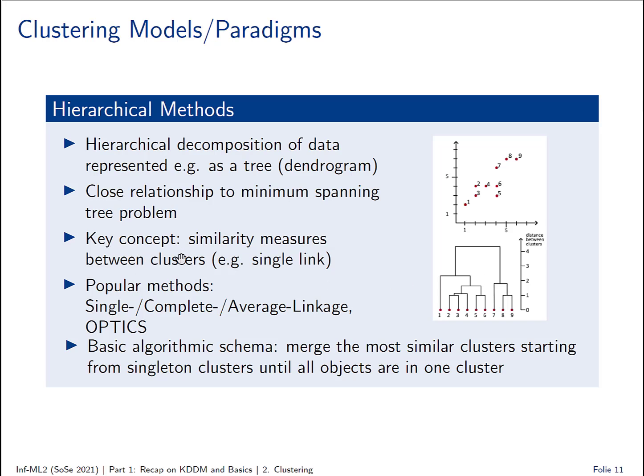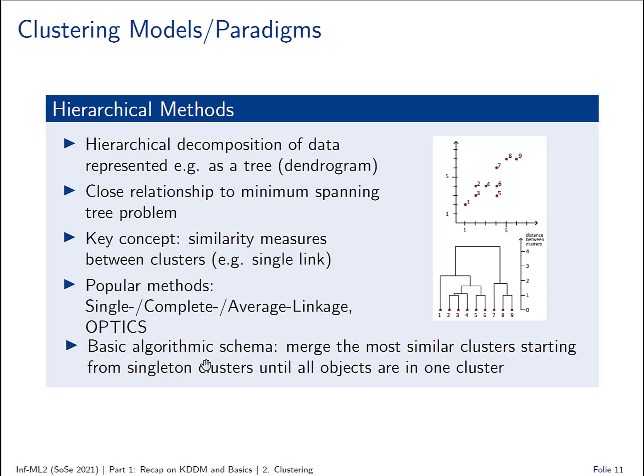So the key concept is a similarity measure between clusters. Typically you start with the individual clusters here, and then merge two clusters if they are the closest ones that remain. So what you need is a similarity measure between clusters, for example, single link, average linkage, complete linkage, Ward, or whatever. And popular methods are, of course, these agglomerative linkage methods. OPTICS combines the ideas of hierarchical clustering and density-based clustering, actually.